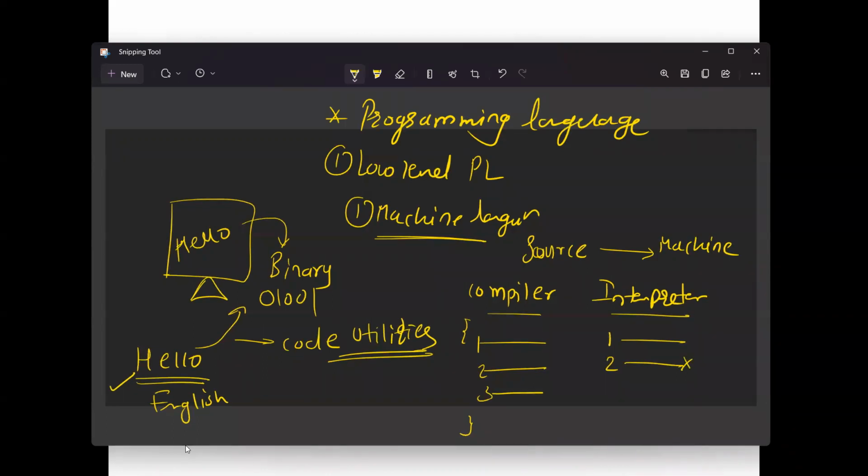Suppose line number 2 contains some error, immediately execution will stop. Okay, you have to first solve that error, and only then are you able to continue with line number 3. So interpreter will perform line by line conversion. Compiler will perform entire code conversion into machine level language. Simple. So converting source to machine is the responsibility of compiler and interpreter.